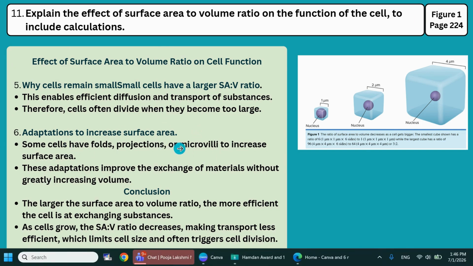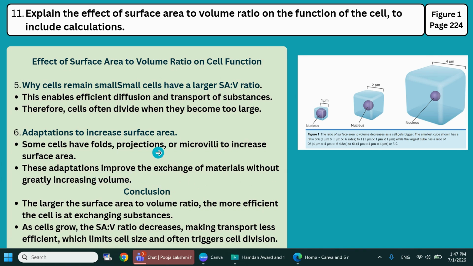What are the adaptations to increase surface area? Some cells have folds. How do they increase the surface area? Some of them have folds. The cell membrane is folded. Some have projections, that means growth from outside. Or they have microvilli, small finger-like processes on the cell membrane. These all increase the surface area. These adaptations improve the exchange of material without increasing volume.